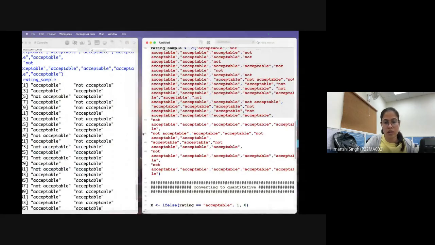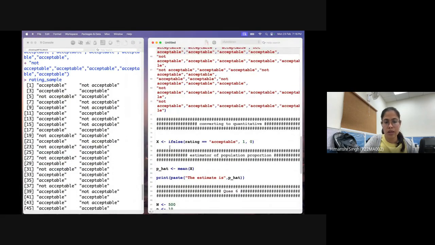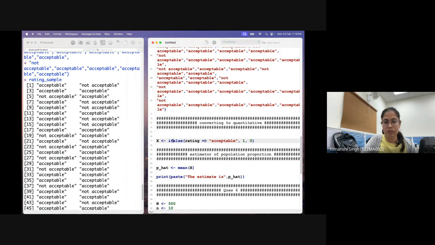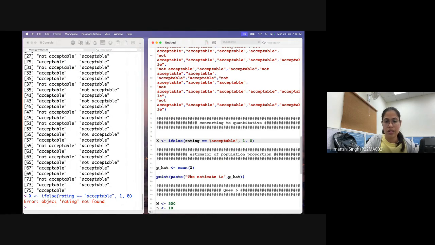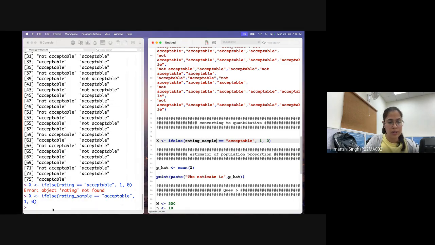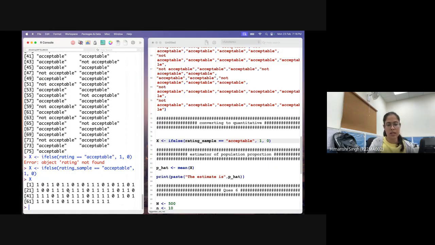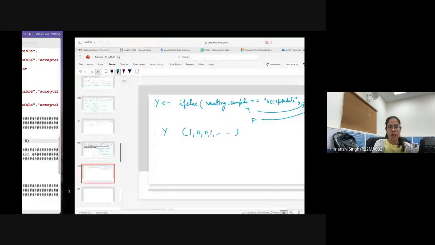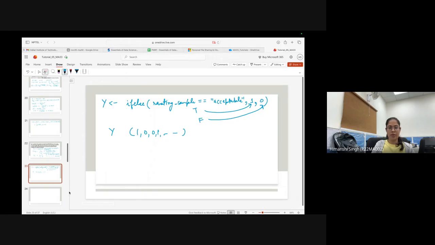Okay, so let me show that. So here x is if else, so it is rating underscore sample. Now here I have taken it to be x, so this kind of variable is constructed. So I have constructed a quantitative variable now.